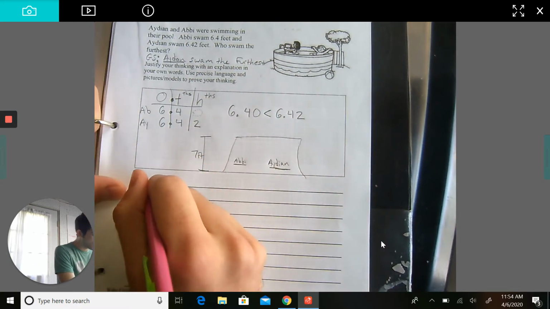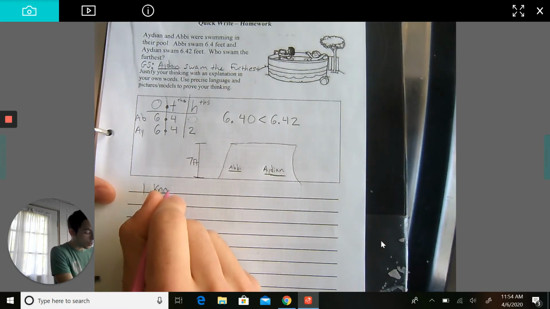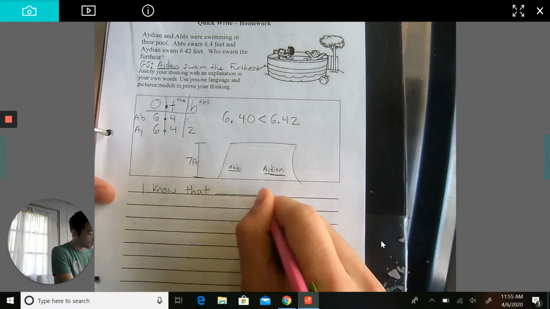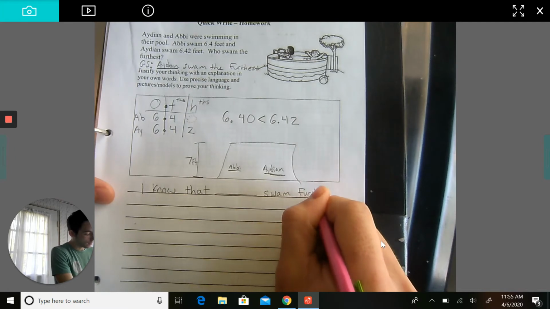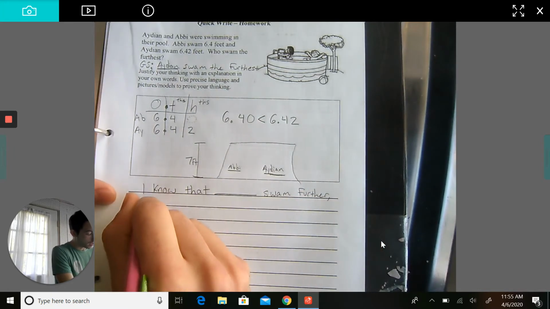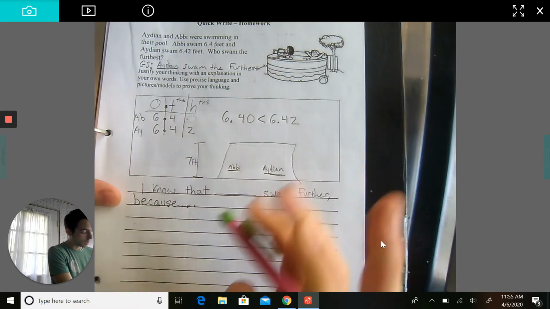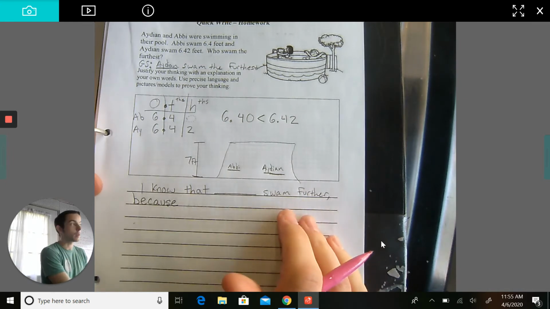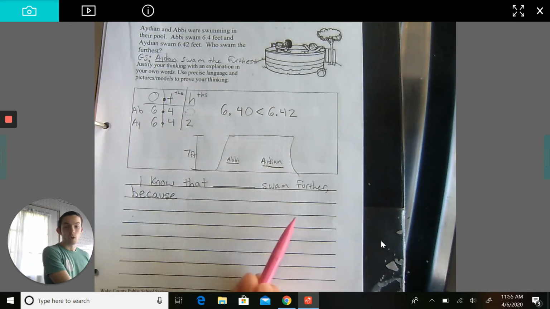That way was depth. Now in language, we're going to explain down here how we know. Okay. You want to start off your statement, perhaps, I know that blank swam further because, well, excuse me, let me not put the dots there. You understand that the rest of the writing would continue from there. I'm going to let you pause the video here and maybe come up with your own explanation as to why.